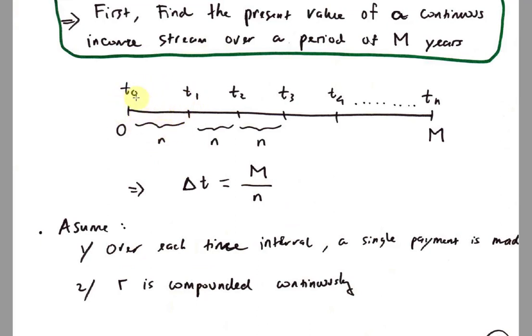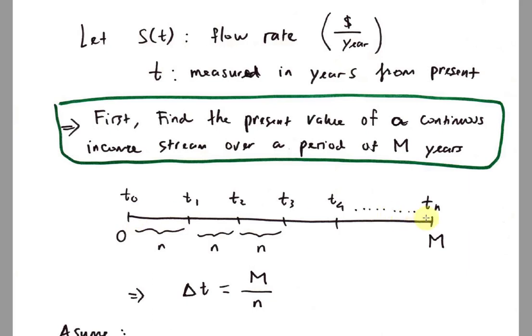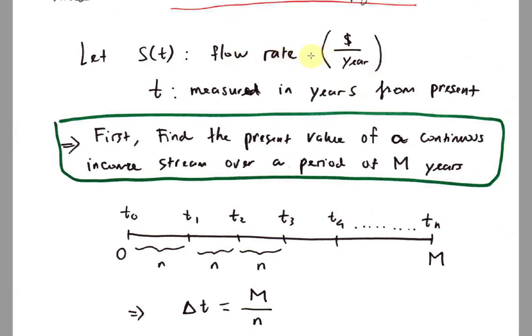So from t0 to t1 we have one payment, from t1 to t2 we have another payment, and so on. And r is compounded continuously. That means over the years 0 to m we have payments at t1, t2, t3, t4 up to tn, because we have the flow of money, dollars per year. We have a lot of payments. It's not a single payment as you saw from the last discussion.